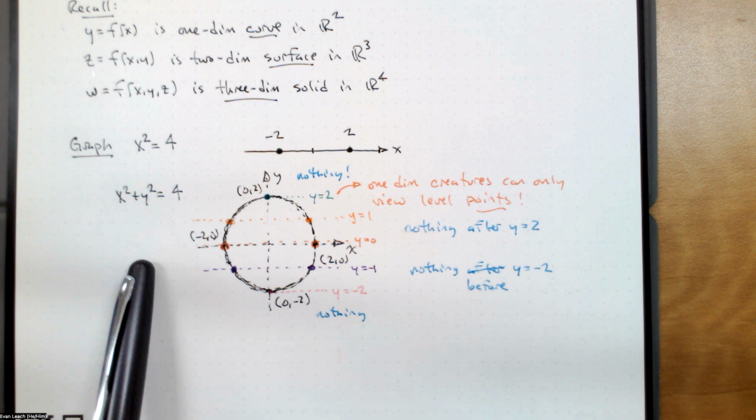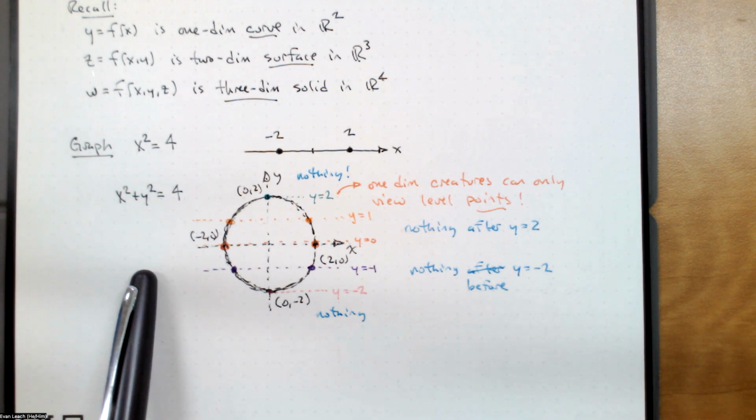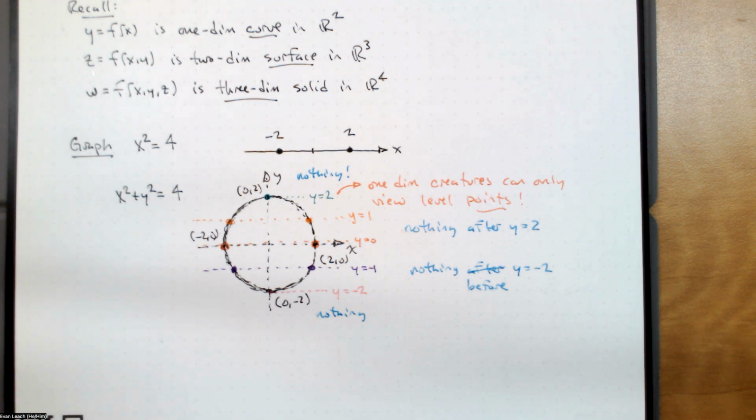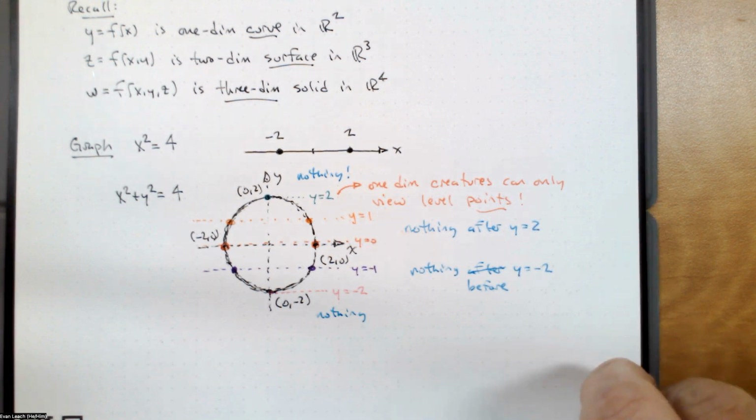What am I going to write next? I mean, like I said, this is super predictable. What am I going to write next? X squared plus y squared plus z squared equals 4, because I'm not trying to be creative over here.